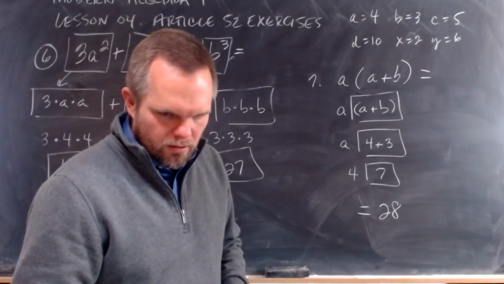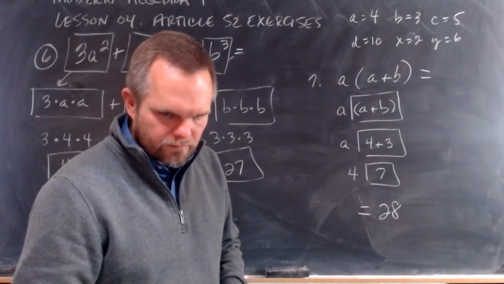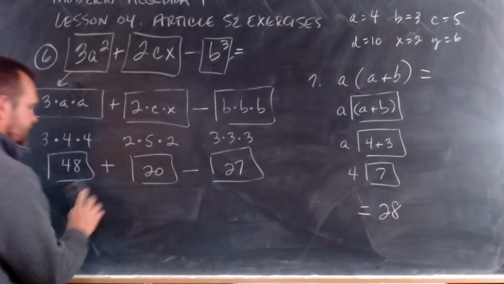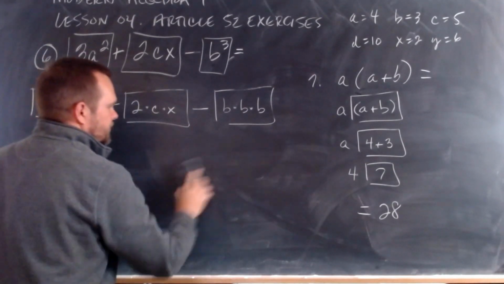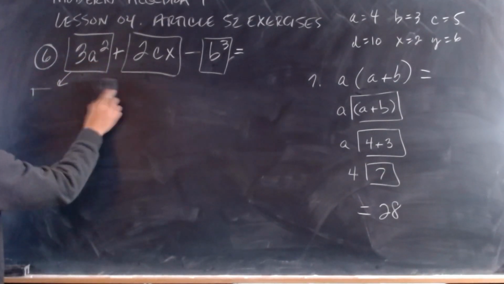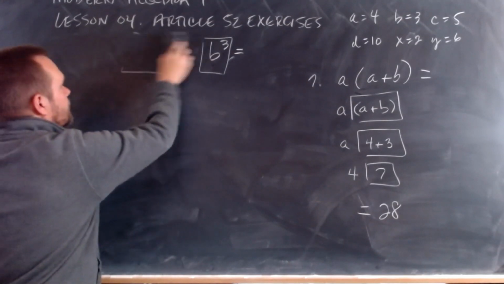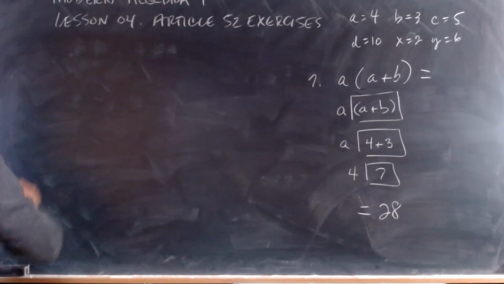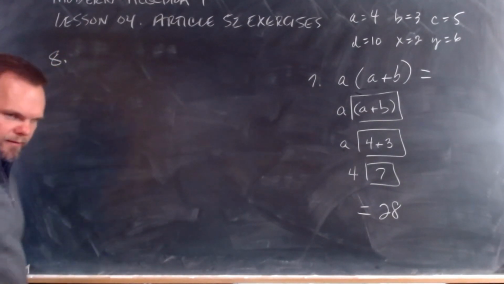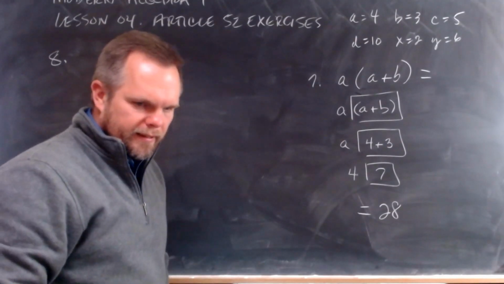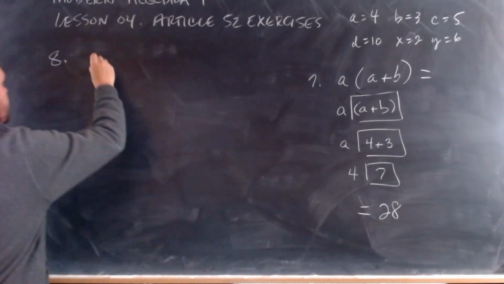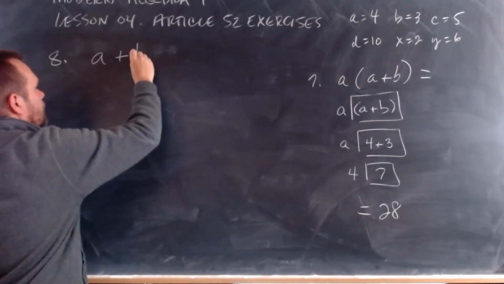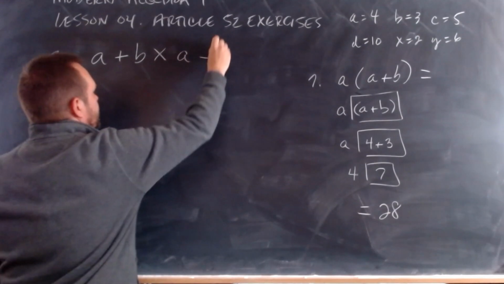Let's go on. We'll do one or two more. Number 8. Hopefully you're getting these things down, because if you do, you'll know how to solve the problems and be done with the exercises. Sure hope you're paying attention. Exercise 8. We have A plus B times A minus B. And this is where students who don't listen start getting all the questions wrong.